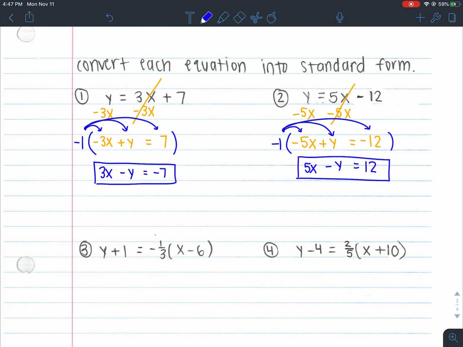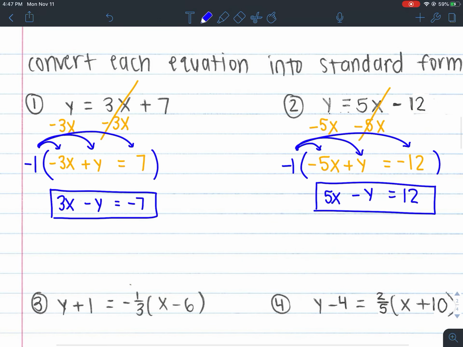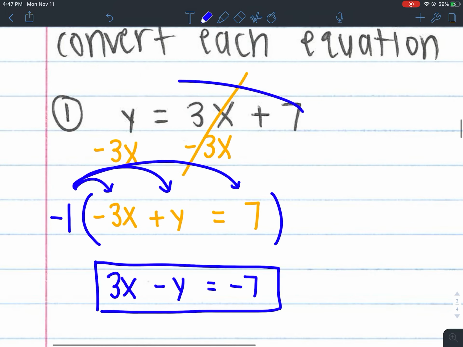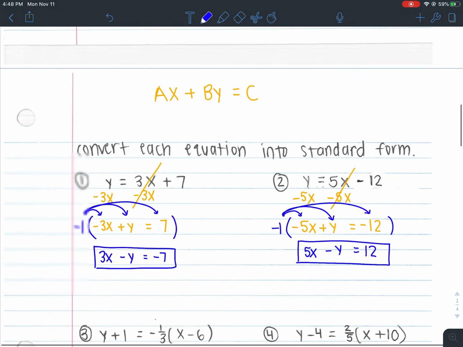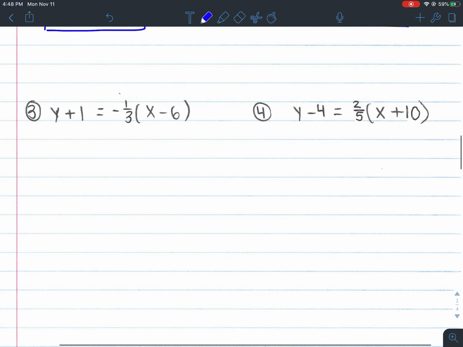Okay? Now, if you didn't already know, we actually started in slope-intercept form, y equals mx plus b, and converted to standard, right? Y equals mx plus b, and then we went to ax plus by equals c. Same thing in this one. Slope-intercept to standard form. Well, in these are both in point-slope form.